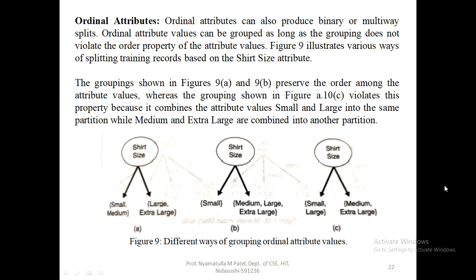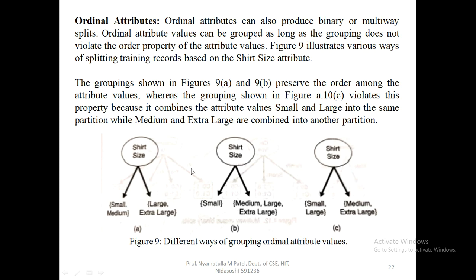Figure 9 illustrates the different ways of splitting the training records based on the shirt size attribute. Here the training records contain the size of the shirt. As you know, the size of the shirt may be small, medium, large or extra large. The groupings are shown in figures 9a, 9b and 9c.